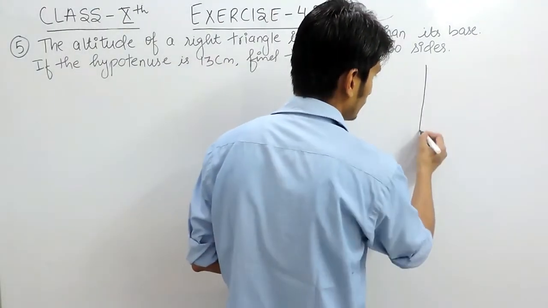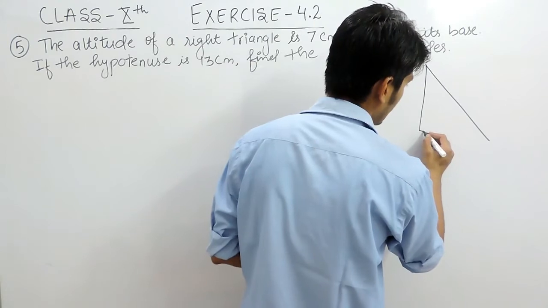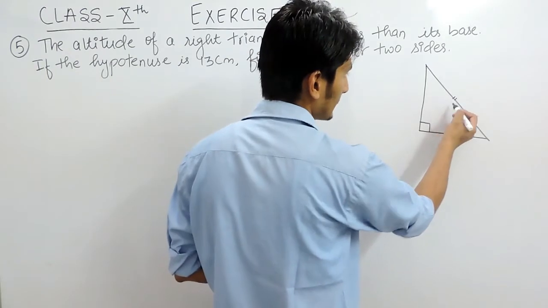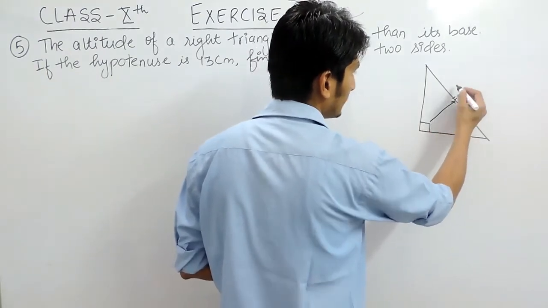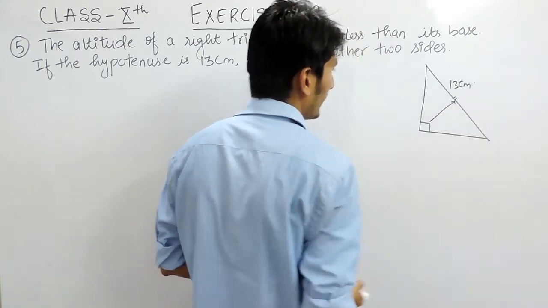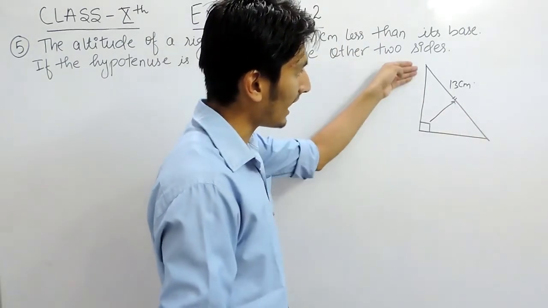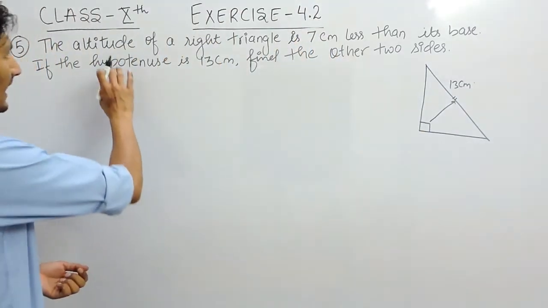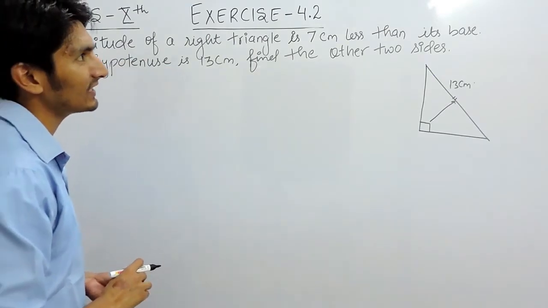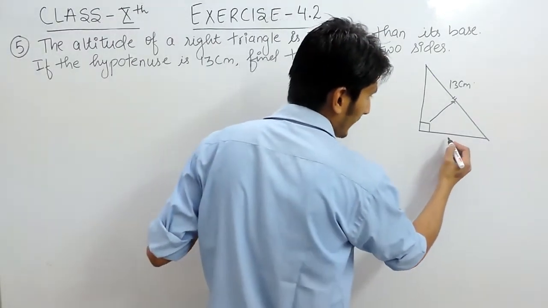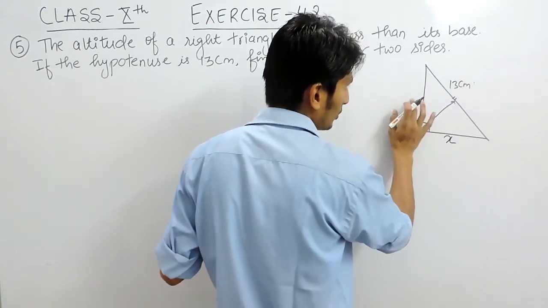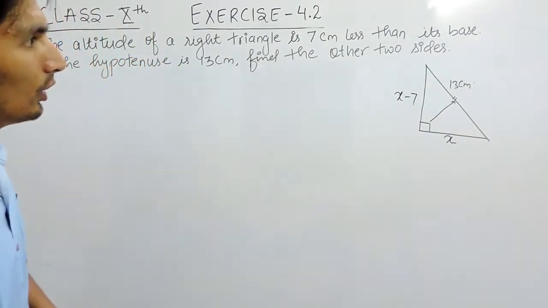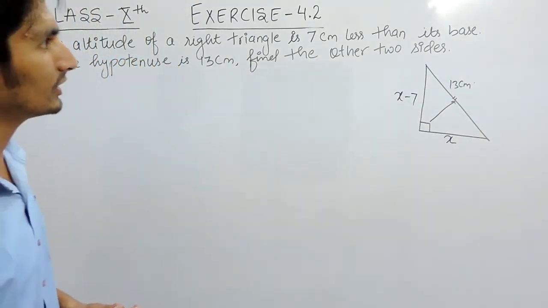Clearly we know that a right triangle is basically a triangle whose one of the angles is 90 degrees, and its hypotenuse is the side opposite to the 90 degree angle, which is given as 13 centimeters, and this is known as height or altitude and this is known as base. And it says that the altitude of a right angle triangle is 7 less than its base. So clearly if base is equal to x, the value of its height must be 7 less than x. Now you have to find the other two sides.